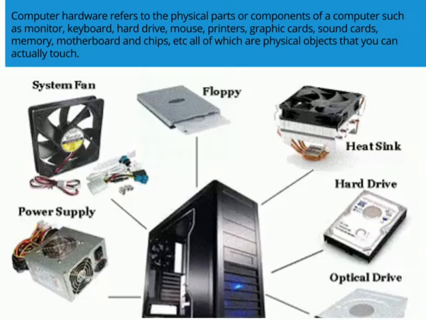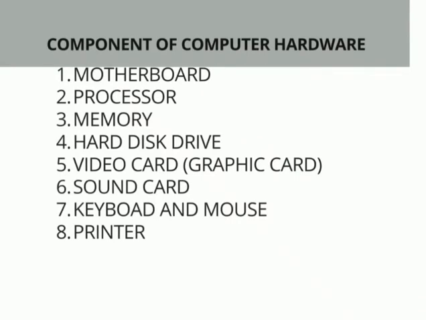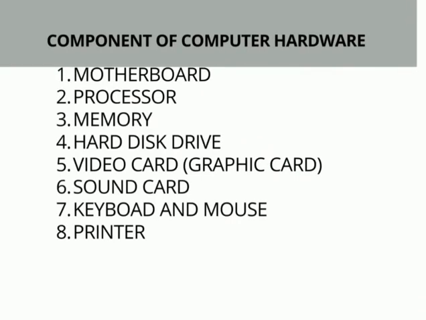Computer hardware remains dormant unless it is given an instruction. It's just mere metal, mere iron. It's one of the most important things that you must know. Under the components of the computer hardware, you have the motherboard, the processor, the memory, the hard disk drive, the video card, the sound card, the keyboard, the mouse, and the printer. For the course of this class, we'll be touching a few of them, not all.